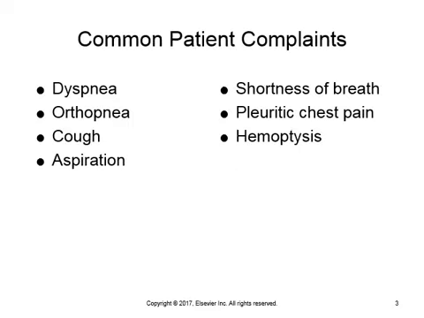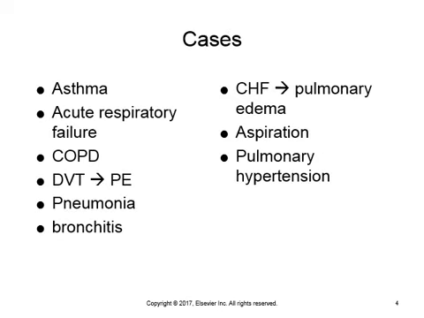So you should be familiar with the common patient complaints: dyspnea, which is difficulty breathing; orthopnea, which is difficulty breathing when lying down; cough; aspiration, which is taking material into the airway that doesn't normally belong there; shortness of breath; pleuritic chest pain, which is chest pain experienced by the patient when he or she takes a deep breath; and hemoptysis, which is the coughing up of blood. And lots of cases to review.